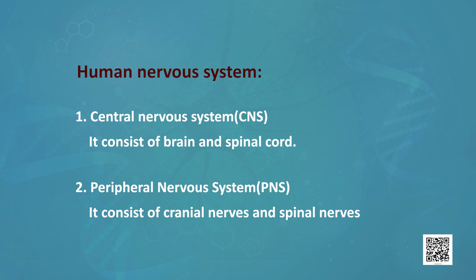So the human nervous system is divided into two parts, the CNS and PNS. Here CNS is the central nervous system, which consists of brain and spinal cord. The PNS, or the peripheral nervous system, consists of cranial nerves and spinal nerves. So let us discuss the nervous system. The control and coordination is provided by nervous and muscular tissues.